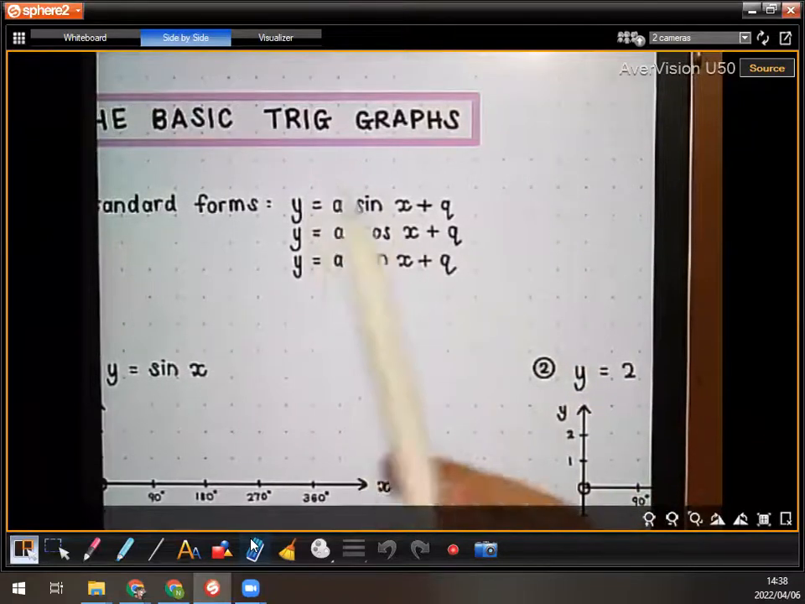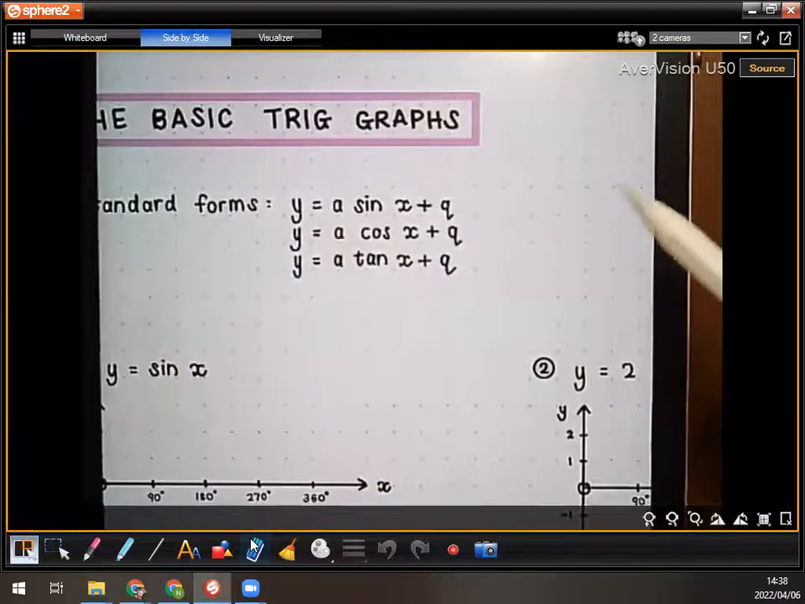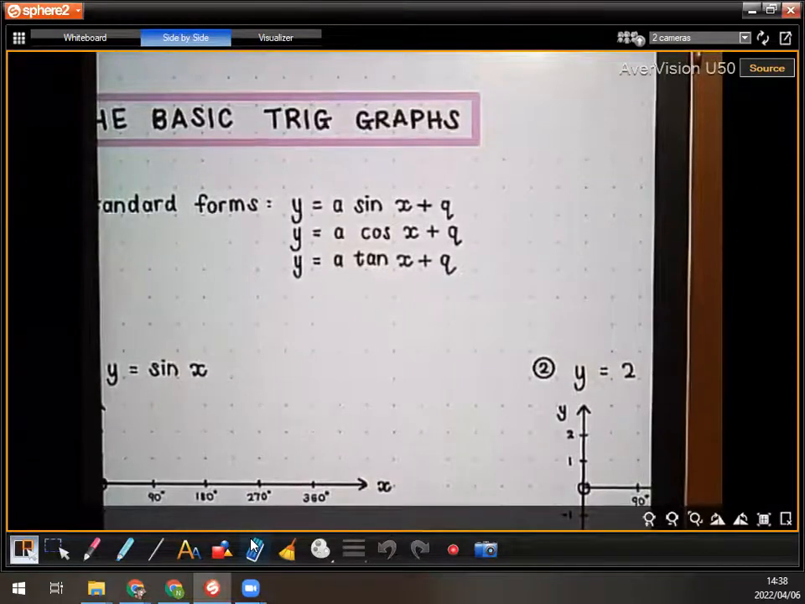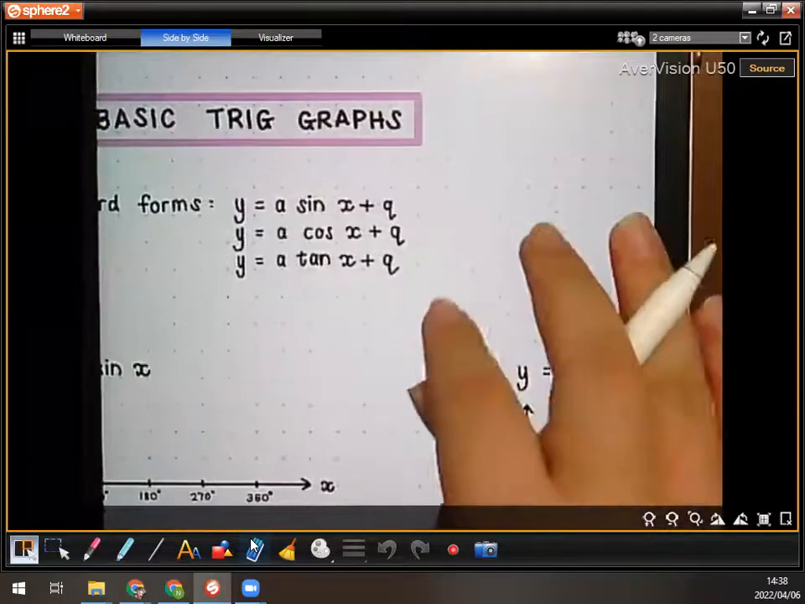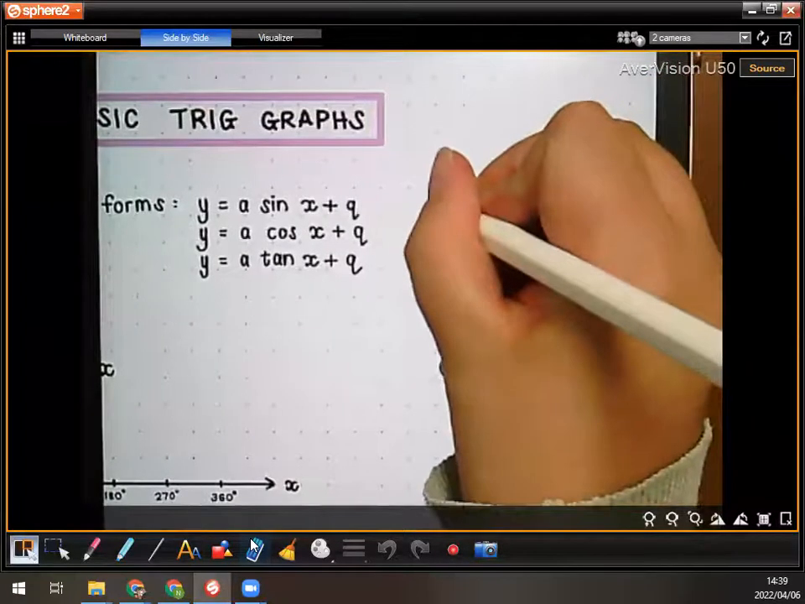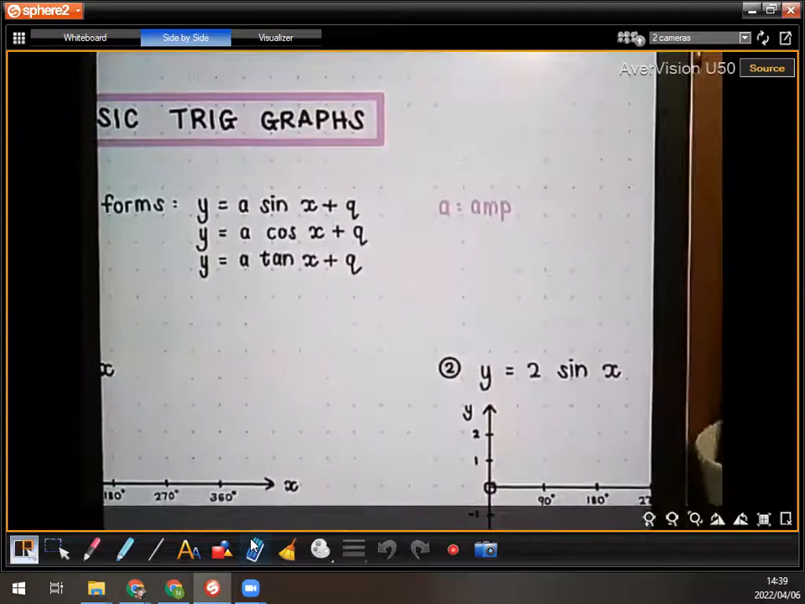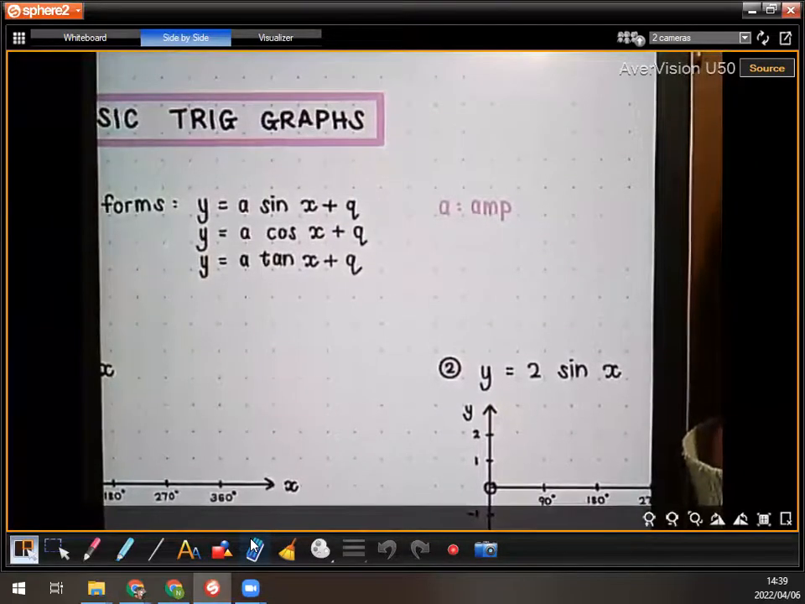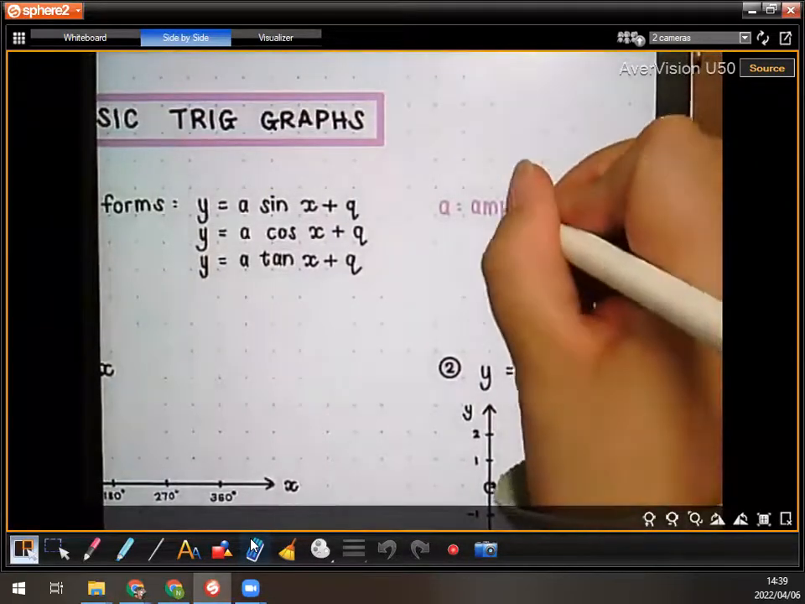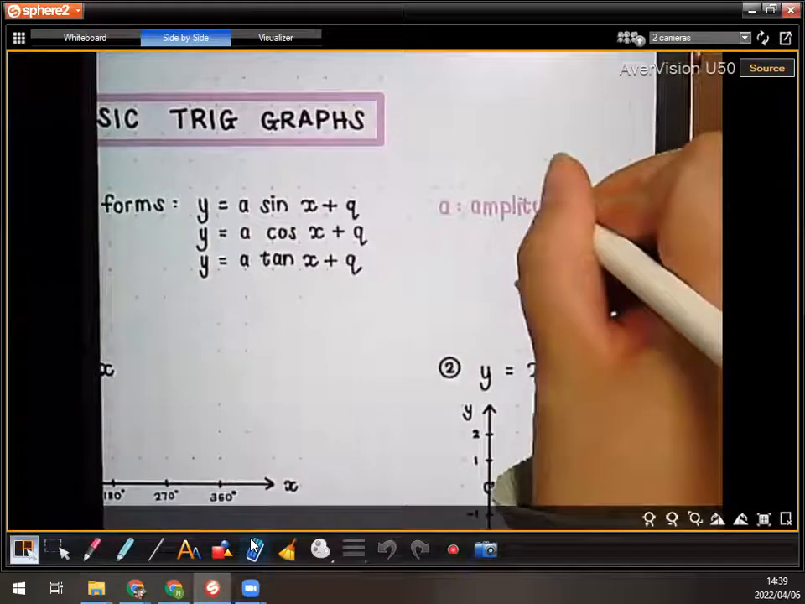So for sin and cos, the A value tells us what we call the amplitude, all right? So I'm just going to write on the side here. A is the amplitude. Can you guys read that? Can I do a different color? Am I fine? Fine, okay. A is the amplitude.